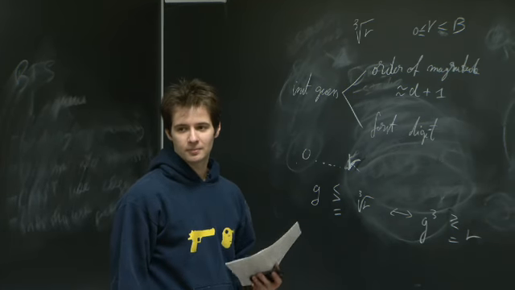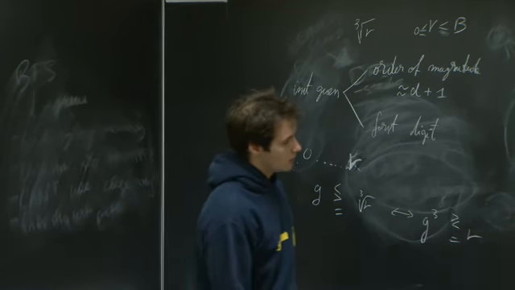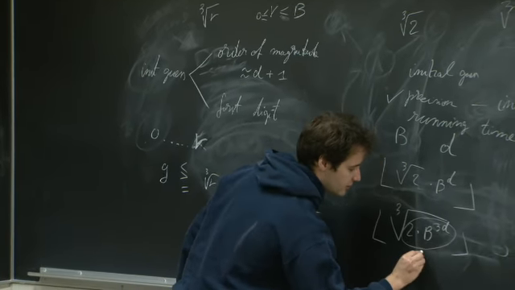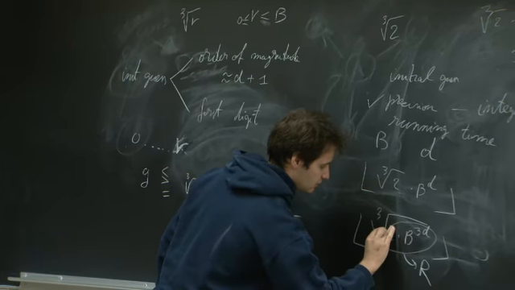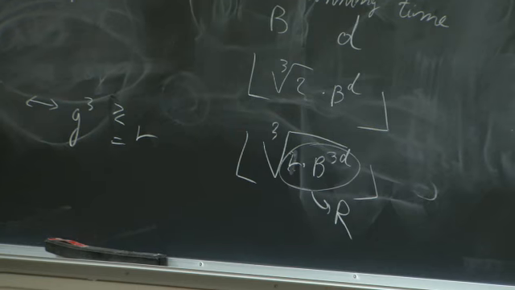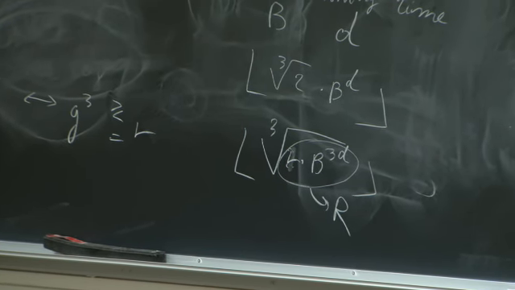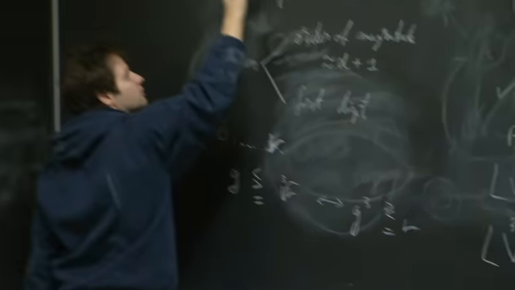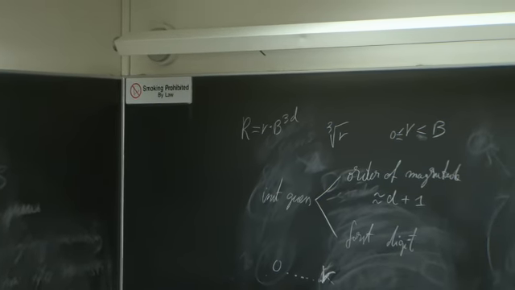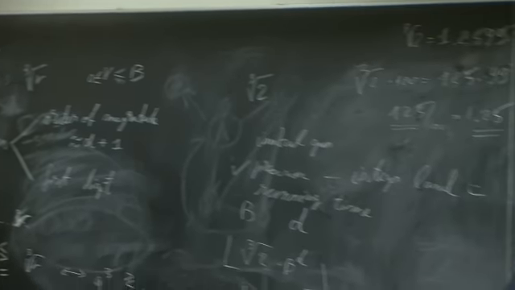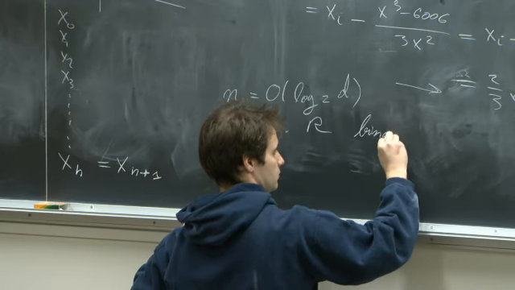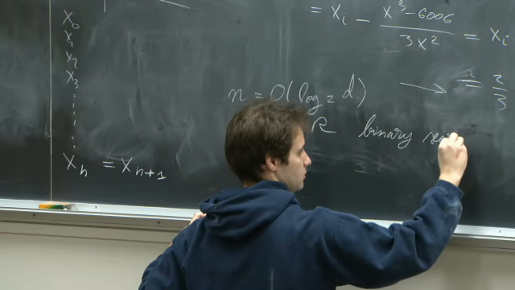What is the difference between big R and little r? Big R is this guy here, and this is little r. Sorry, good question, I apologize for that. So R is little r times b to the 3d. Log R is d times log base 2 of b. It's the same thing, right?